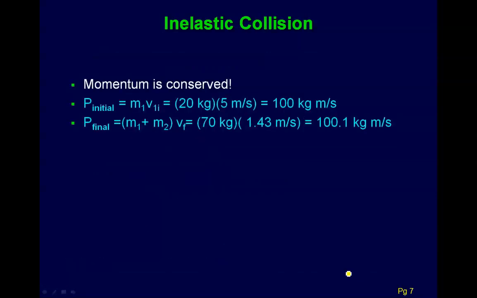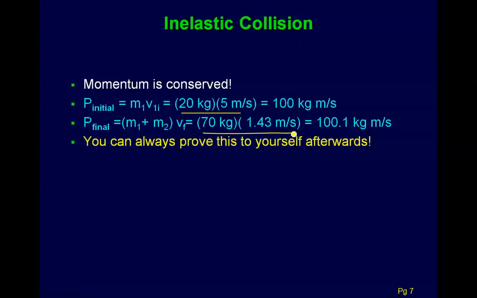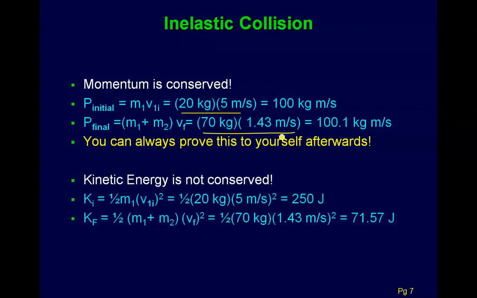So first of all, I can look at the two momentums. Here's the initial momentum of the one guy that was moving, and afterwards here's the momentum of them together. This is essentially the same, aside from some rounding errors. And so what's nice is you can always prove this to yourself afterwards. You can always go back and show the momentum is really equal, which is nice to make sure you didn't goof on something. Now, if you look at this example, the kinetic energy is not conserved.